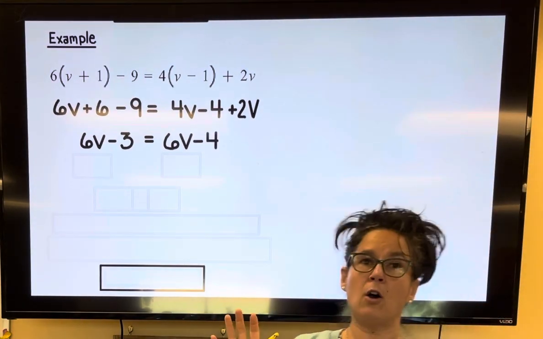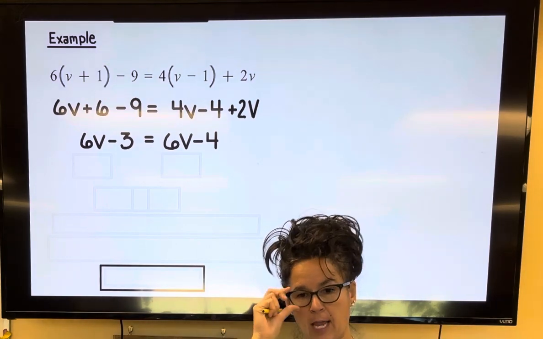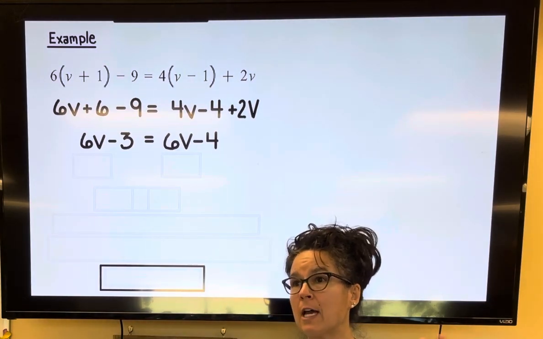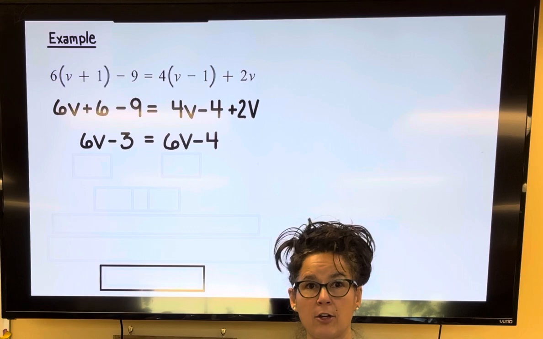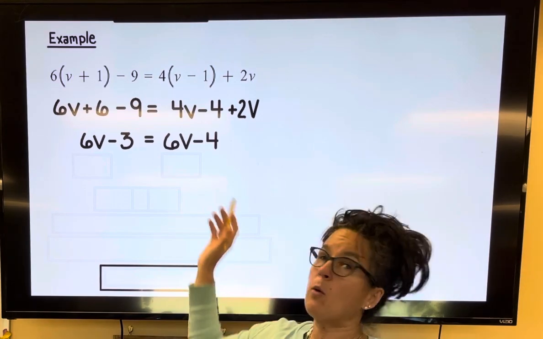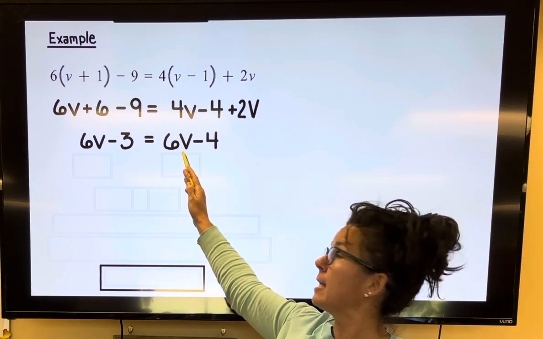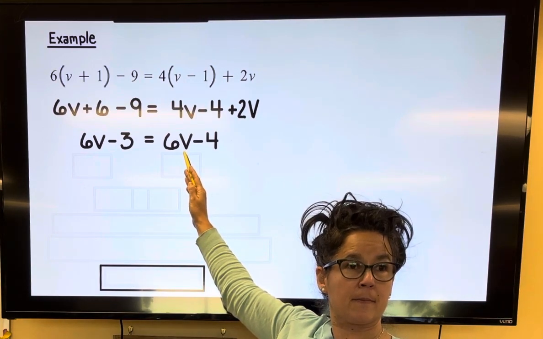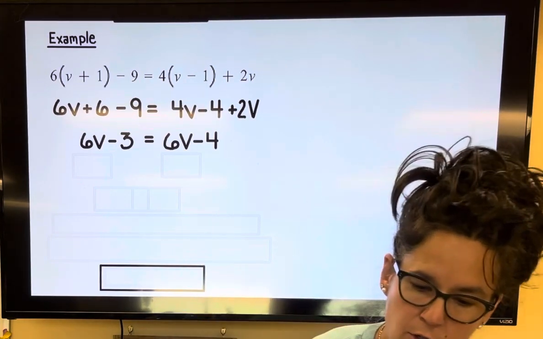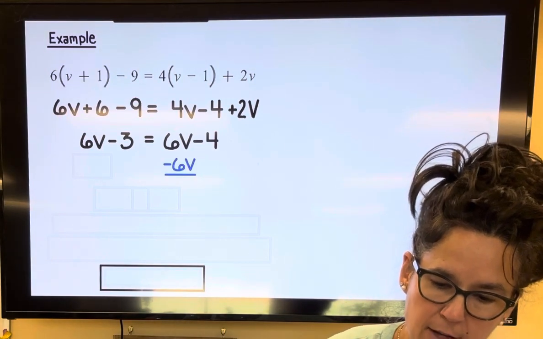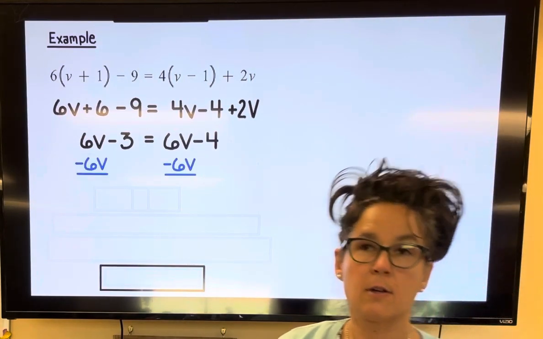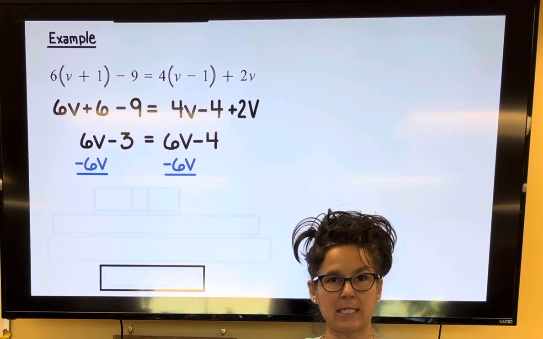Okay, so now this is where all of a sudden something happens. We go to move letters to one side, numbers to the other. So if I want to move all the V's to the same side, I'd subtract 6V. And what I do to one side, I do to the other. But what just happened that's different?